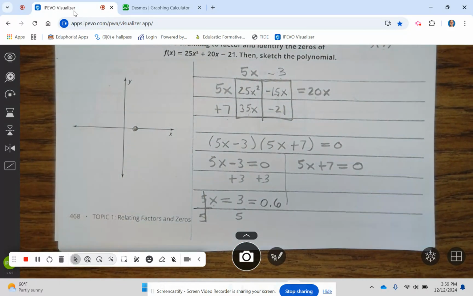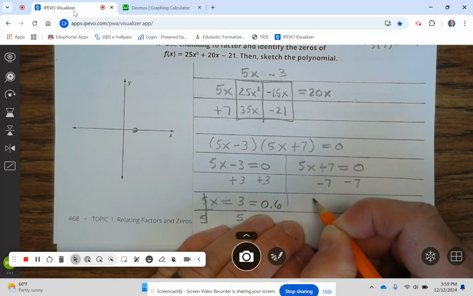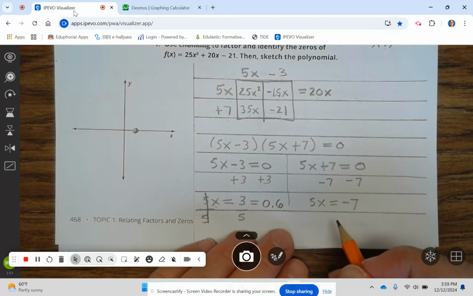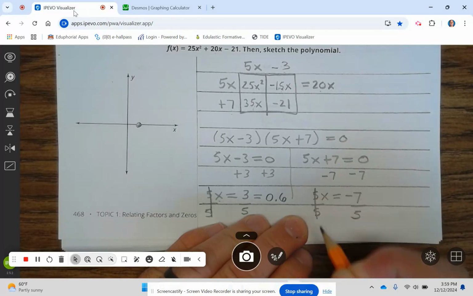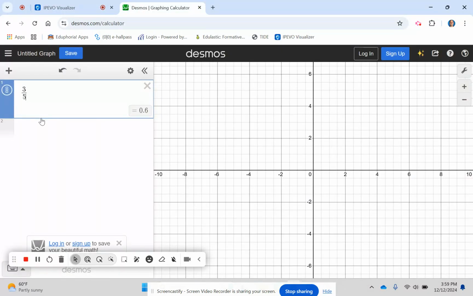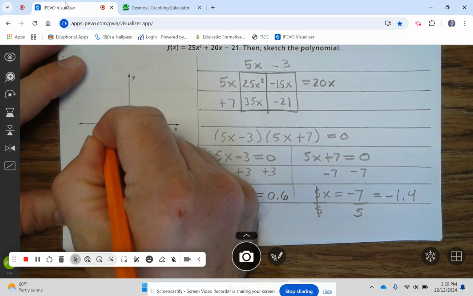Okay? All right, now let's go ahead and solve this. So we subtract 7 from both sides. We get 5x equals negative 7. Divide both sides by 5. 5 divided by 5 is 1. So let's go ahead and get that as a decimal. So negative 7 divided by 5 is negative 1.4. Okay, so let's just graph that somewhere about here.